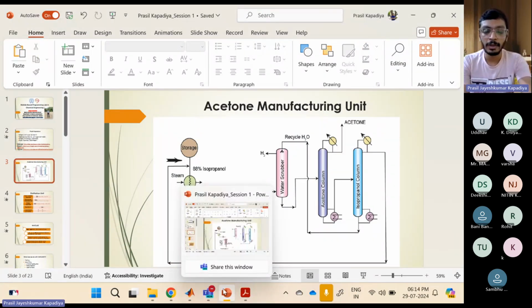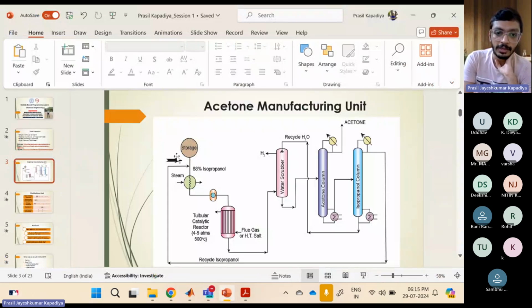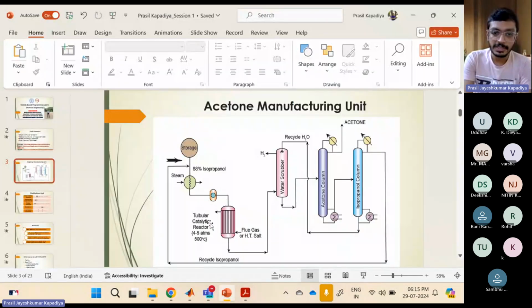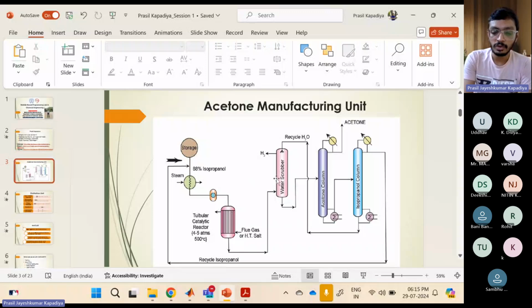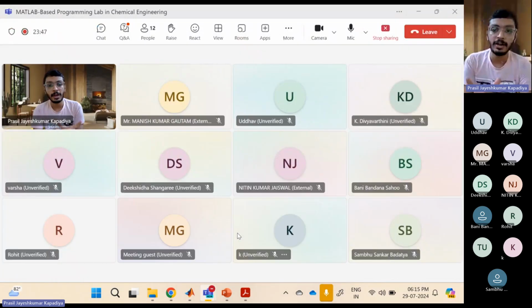So this is one example of a chemical engineering plant where we prepared our raw material, then we heated it. If we compare it with this diagram, we did some physical operations, then we passed it to the reactor. From the reactor, this is the reactor, we got products, and now we need to do some physical separation, and after physical separation we got our desired product. Is this acetone manufacturing plant clear to everyone?